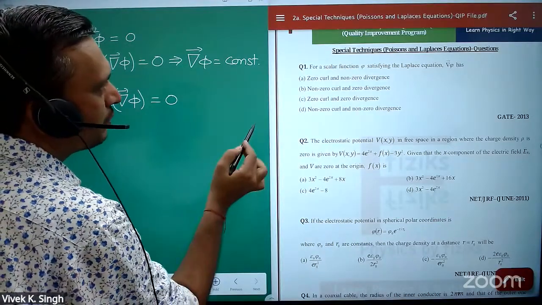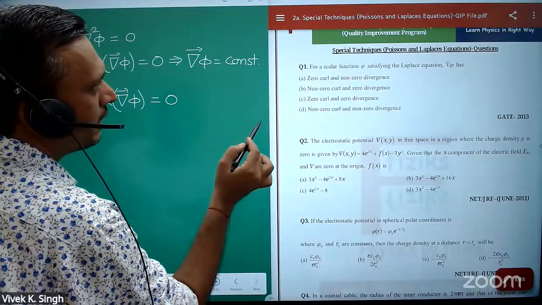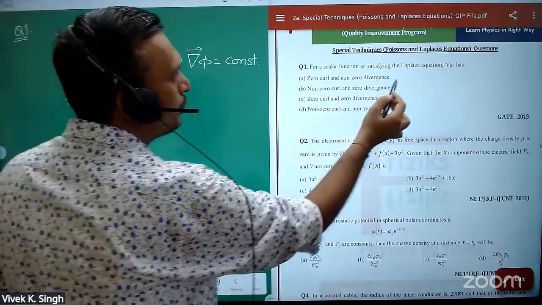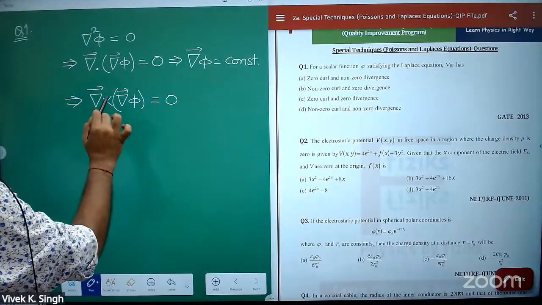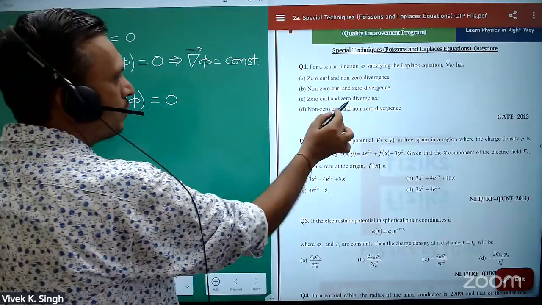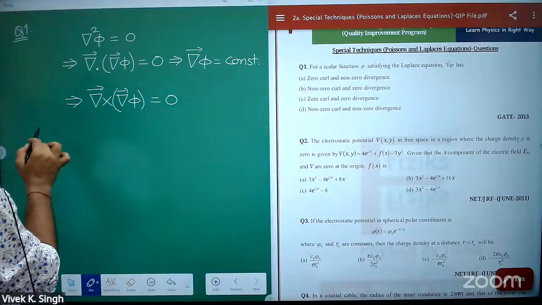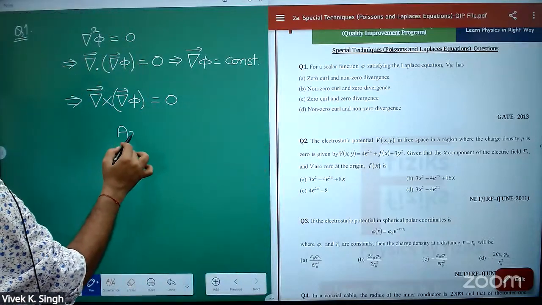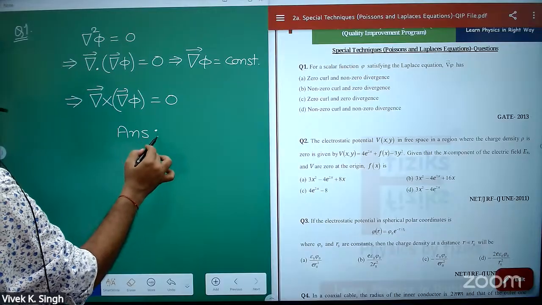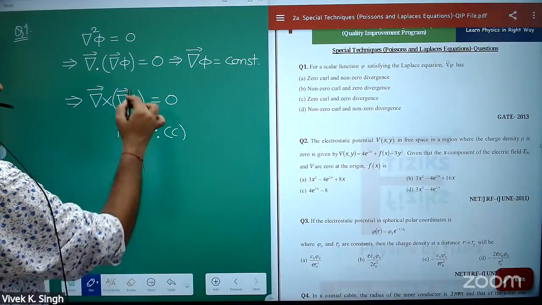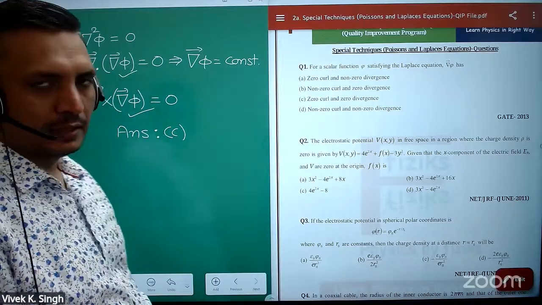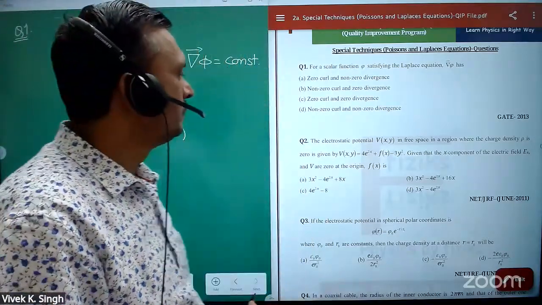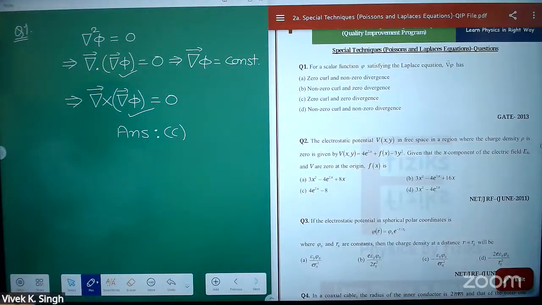For a scalar function phi that satisfies the Laplace equation, what should be the gradient phi? So its divergence will be 0 and its curl will be 0. So it's a 0 curl and 0 divergence. So the answer for this particular question is option C: 0 divergence and 0 curl. Clear? Chalo. Now see the next question.